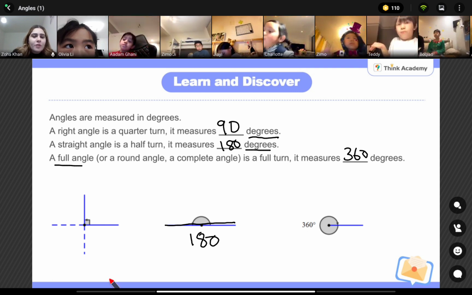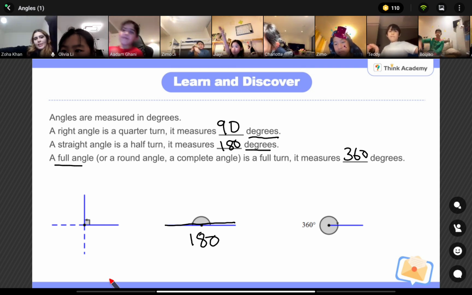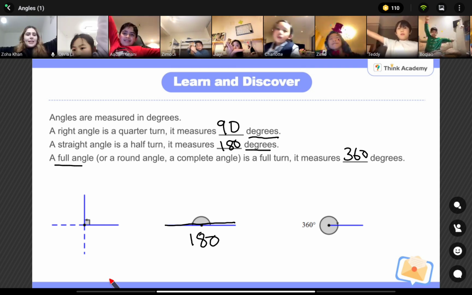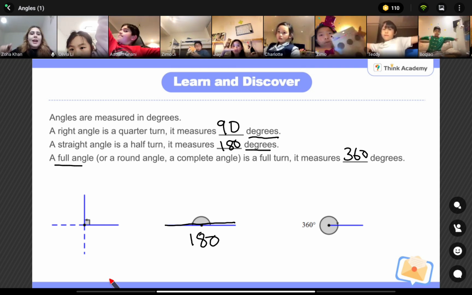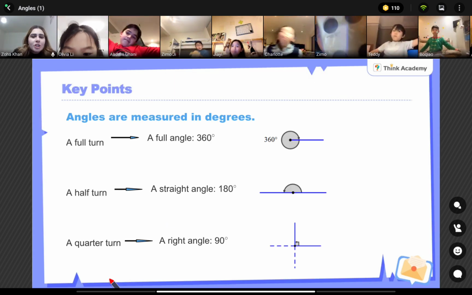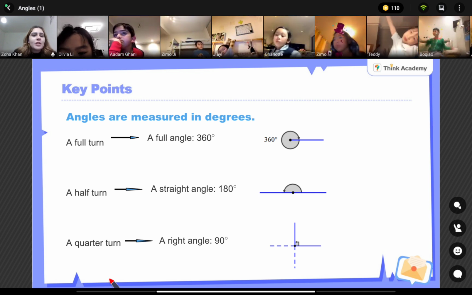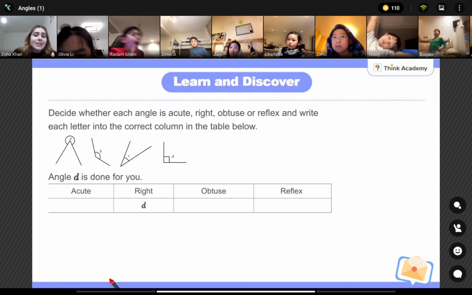So we've got the right angle. Can you show me a right angle? It's like this with your bodies. A straight angle is like this. It's 180. And then 360 is all the way around, okay? Very well done. All right. So everyone, we've just learnt a full turn is 360. Half turn is 180. A quarter turn is 90 degrees, okay?